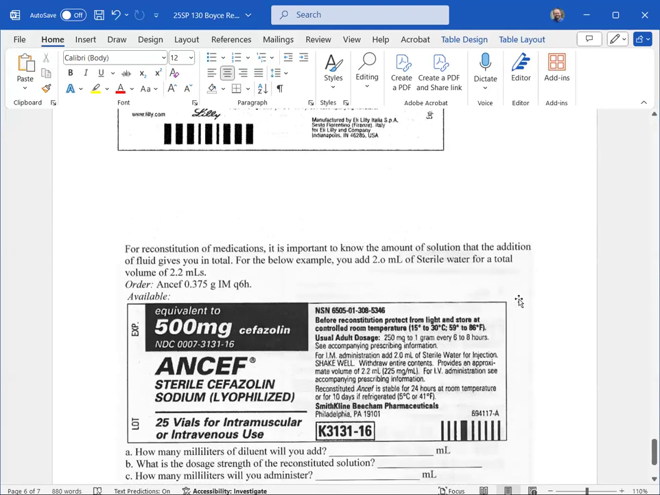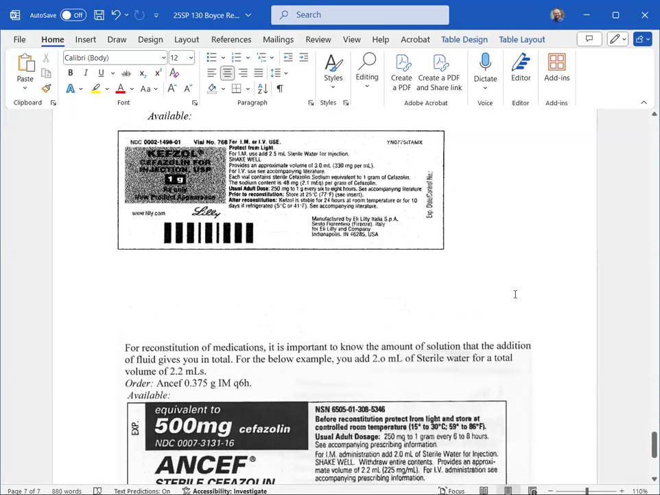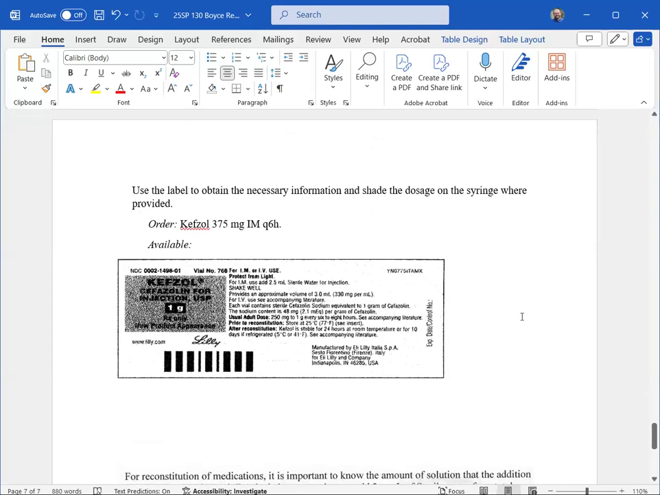And then I put these reconstitution questions back to back. So let's go ahead and do the Kefsol reconstitution, and then we can do the other one too if we need to. The way you know you're dealing with a reconstitution question is it'll ask you a question very similar to how you would get any other oral based or injectable type of medication, but the label will be missing some key information.